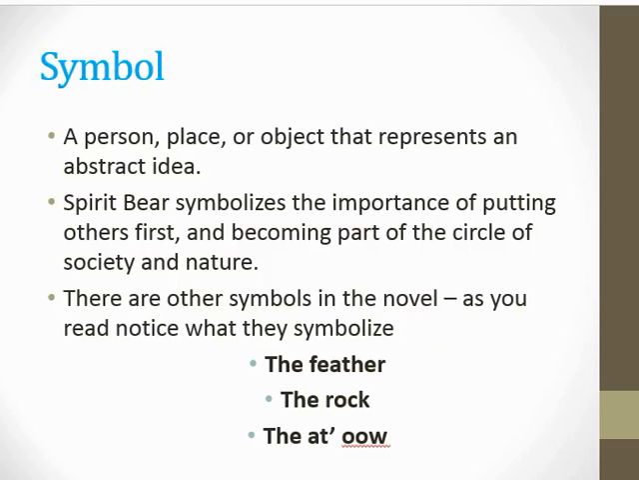Symbol. Symbols are a person, place, or object that represent an abstract idea. For example, the spirit bear in our novel symbolizes the importance of putting others first and becoming part of the circle of life, or society and nature. There are also other symbols in the novel. As you read, notice what they symbolize. The feather, the rock, and the atau are all symbols the author incorporates in the novel. What do they represent, and why do you think he does this? Please take notes as you read.